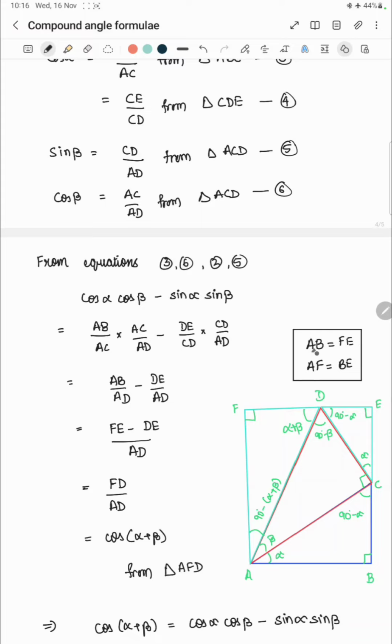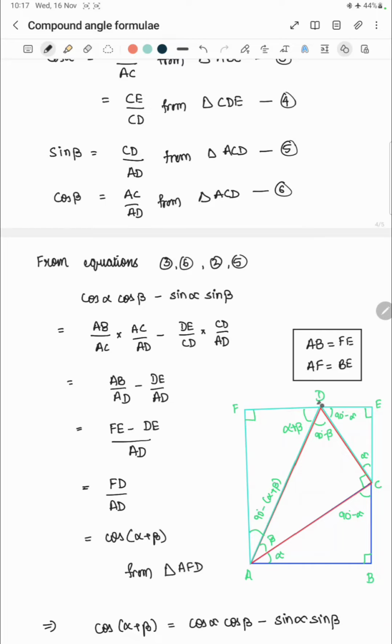Now let's use the fact that we know. What do we know? We know that AB equals FE. So what I'm going to do is substitute FE where AB is. So instead of AB I'm going to pick FE. FE minus DE by AD. Common denominator, right? Yeah, AD we have here. So FE minus DE. From this whole length we are cutting this length. What do we have left? FD. We have FD by AD.